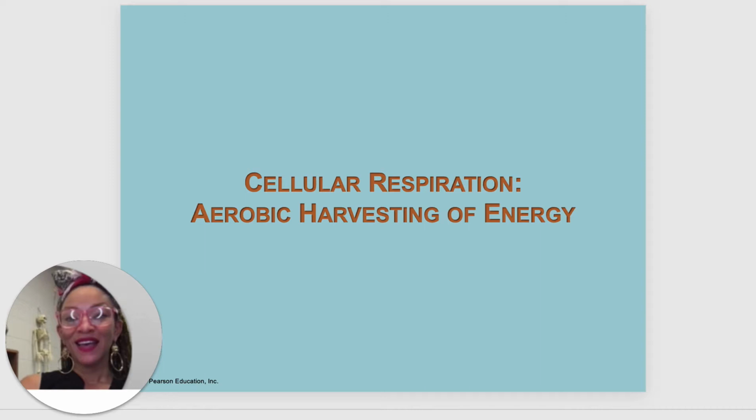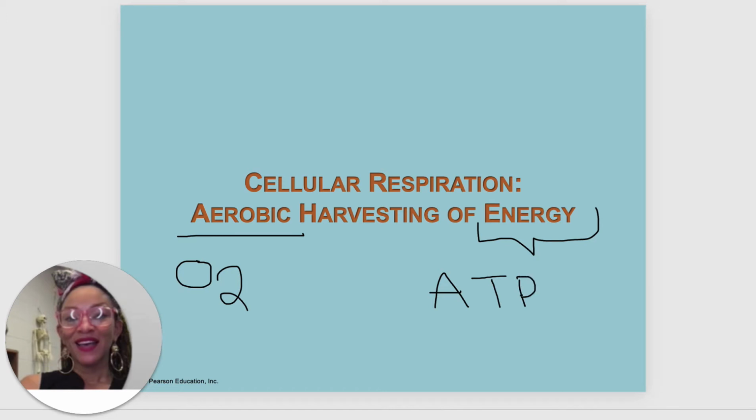So cellular respiration: aerobic harvesting of energy. Just in case you're not familiar with any of these words, aerobic means it requires oxygen, and oxygen is O2. Harvesting, so kind of gathering it together, right? And then energy. Our body's main energy currency is a molecule called ATP, which is adenosine triphosphate.